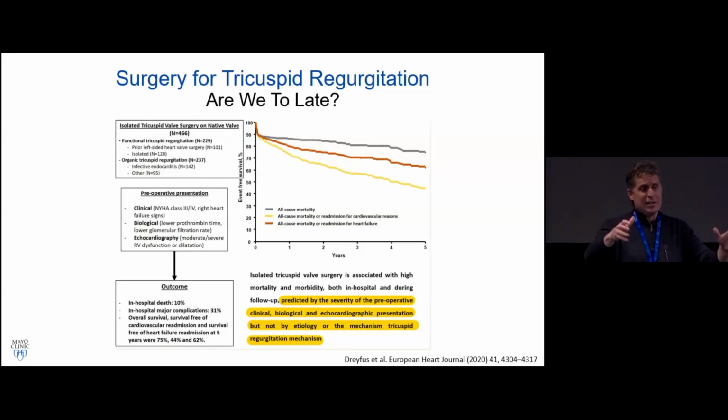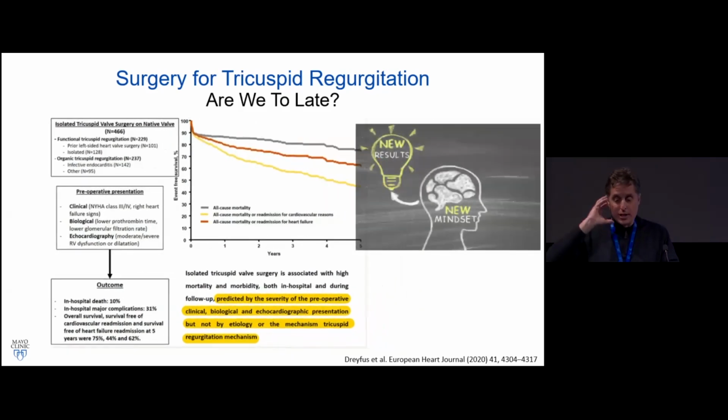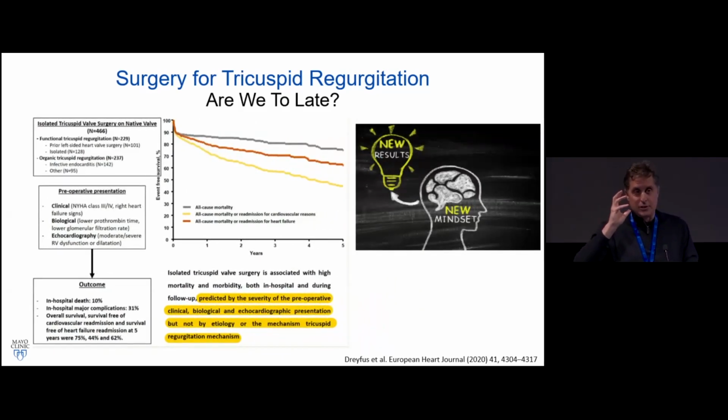Man, we'd never wait for the LV to be terrible, or for the patient to have class 3 or 4 on the mitral valve, right? But on the tricuspid valve, when we talk about these outcomes and whether we are too late, it's really perhaps because we're waiting a long time before we're intervening on these patients. And so should we change our mindset for these patients? And would that therefore give us new results?